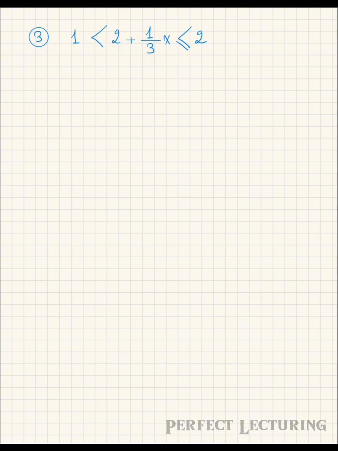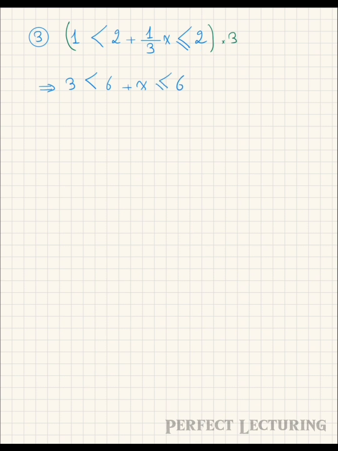To get rid of 1 over 3, we multiply the entire inequality by the reciprocal of 1 over 3, which is 3 over 1, or simply 3. So we get 3 times 1 is 3, 3 times 2 is 6, 3 times 1/3 is cancelled, so we have an x that is less or equal to 6.